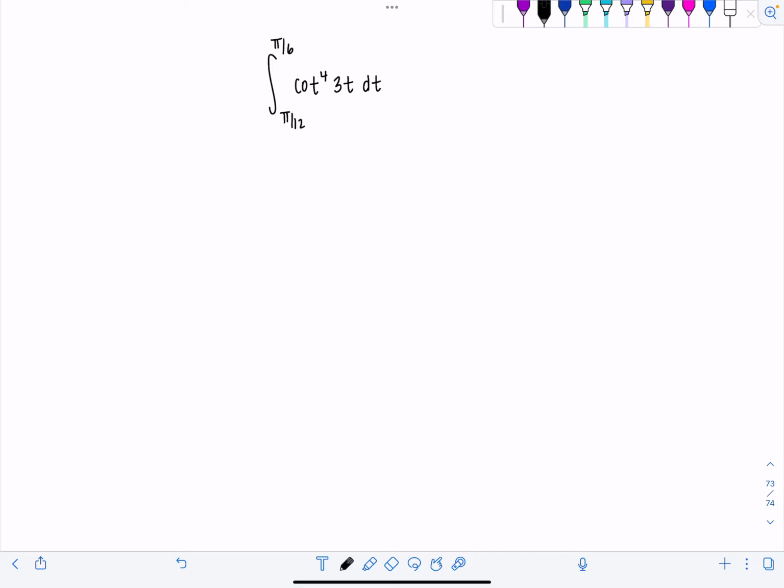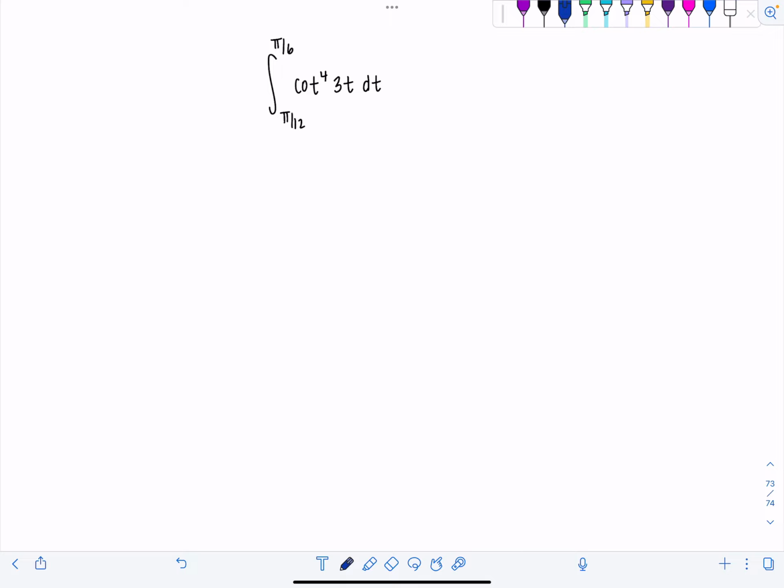Here we go. So right off the bat, you're like, ooh, cotangent to the fourth, that's not good. Let's think what antiderivatives we are familiar with that involve cotangent. Not really any, right? I know the derivative of cotangent t would be negative cosecant squared t. So if I'm going to do any kind of u sub or anything cutesy, I need some cosecants up in this integral. So let's make that happen.